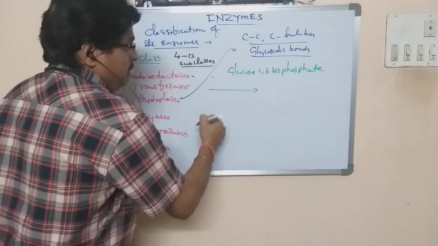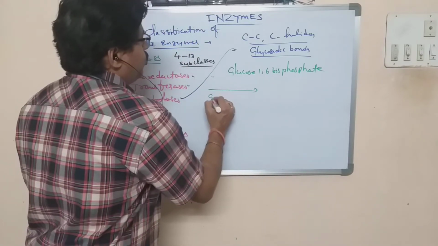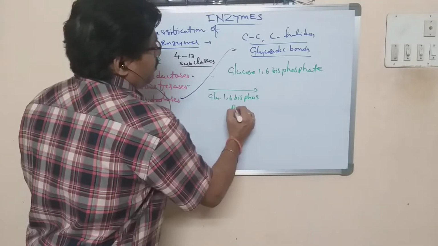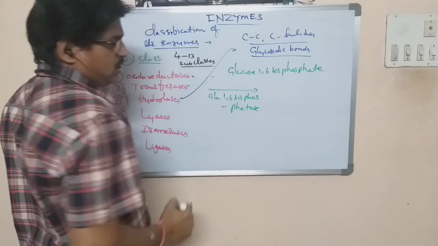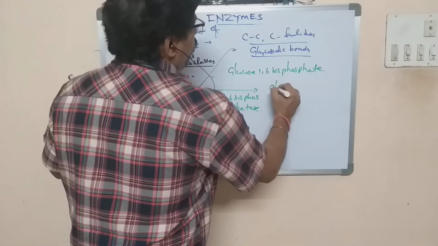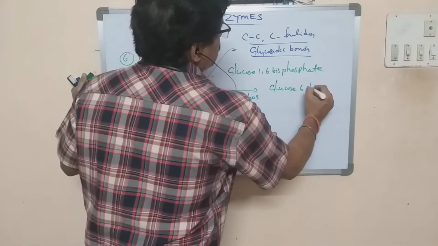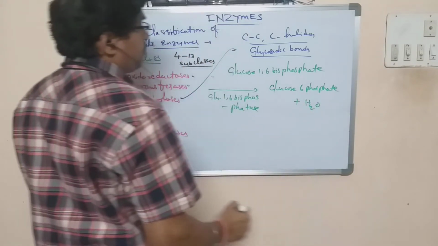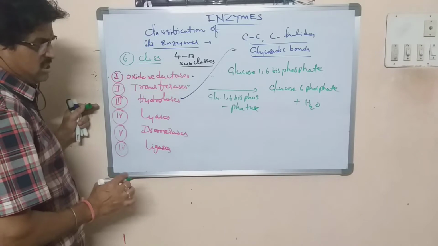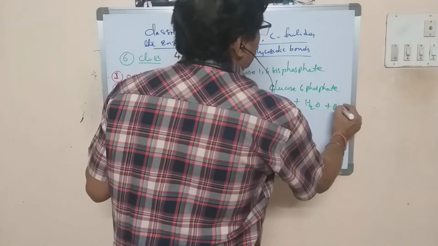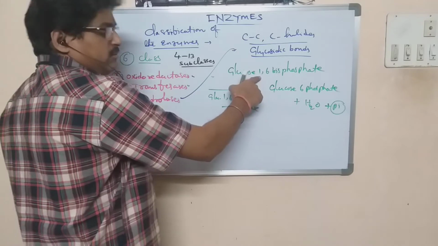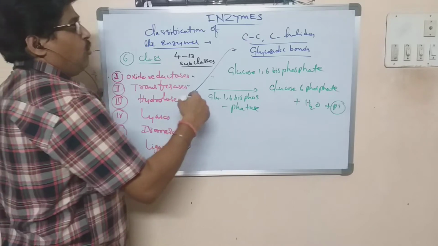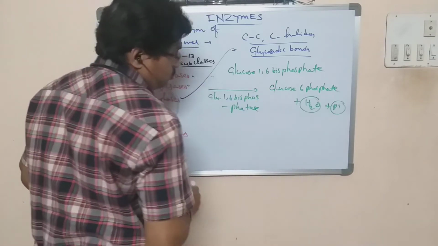In the presence of the enzyme, what happens here? In the presence of the enzyme glucose 1,6 bisphosphatase, it is going to produce glucose 6-phosphate plus here the water molecule is coming in this case. Plus, inorganic phosphate is removed. Why? Because the first carbon of the glucose is only removed, not transferred, just breakage. Only breakage, and water is coming outside.